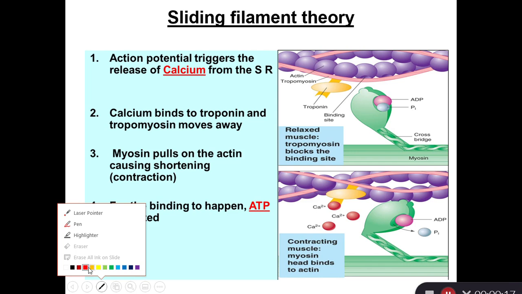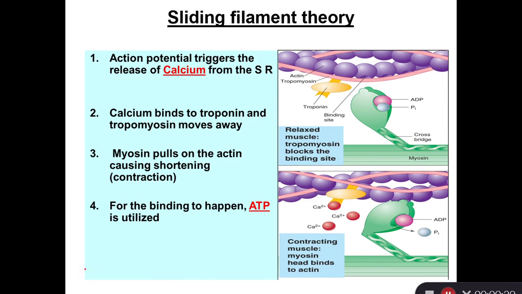So when the action potential goes along the skeletal muscle cell membrane, which is the sarcolemma, this action potential triggers calcium release from the storage place, which is the sarcoplasmic reticulum. Now, calcium attaches to the troponin, and this leads to movement of tropomyosin away from the myosin binding sites on actin. Now, actin is not covered, and the binding sites on actin are exposed.